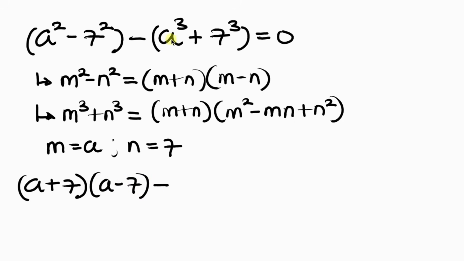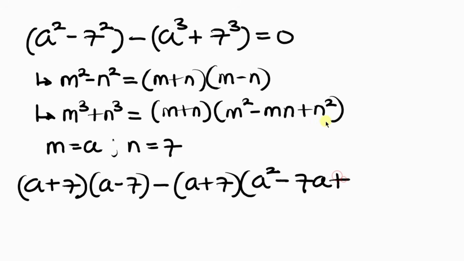So we have the sum of two cubes. This is the identity. We have m plus n. So that will be a plus 7 times. We have m squared. M is a, squared, minus m times n. M times n is a times 7. That will be 7a. And then plus n squared. So that is 7 squared, which is 49. Good. And this is equal to 0.